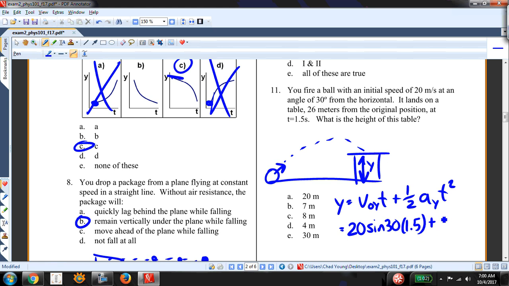This problem's easier because it has the time. Half of ay is minus 5, times 1.5 squared. 20 sine of 30, that's 10, so it's times 1.5 is 15, minus 5 times 1.5 squared. So it's minus 11 and a quarter, which is 3.75, or 4 meters. So number 11 is D.